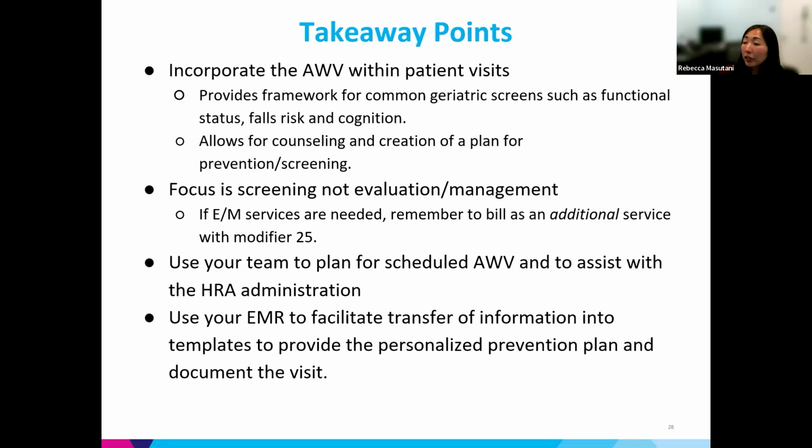And finally, consider utilizing members of the interdisciplinary team to assist with scheduling dedicated Medicare annual wellness visits and assist with completing the health risk assessment. It can also be helpful for patients to use the electronic medical record, including the use of flow sheets and templates to automate the creation of the patient's personalized prevention plan, as well as help with provider documentation of the visit.